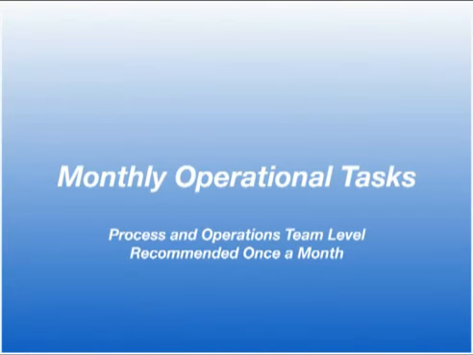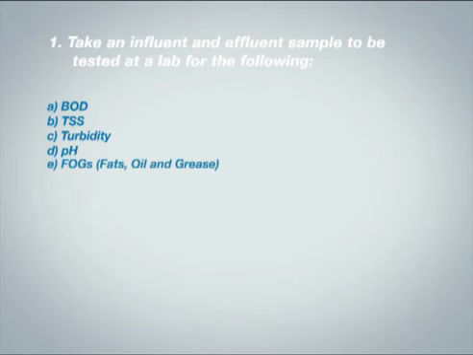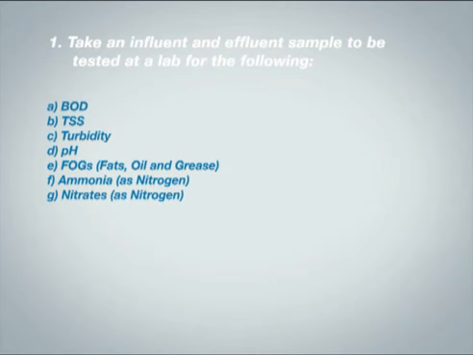Monthly operational tasks, process and operations team level, recommended once a month. 1. Take an influent and effluent sample to be tested at a lab for the following: BOD, TSS, turbidity, pH, FOGs (fats, oil, and grease), ammonia as nitrogen, nitrates as nitrogen, total coliforms, chlorine residual.